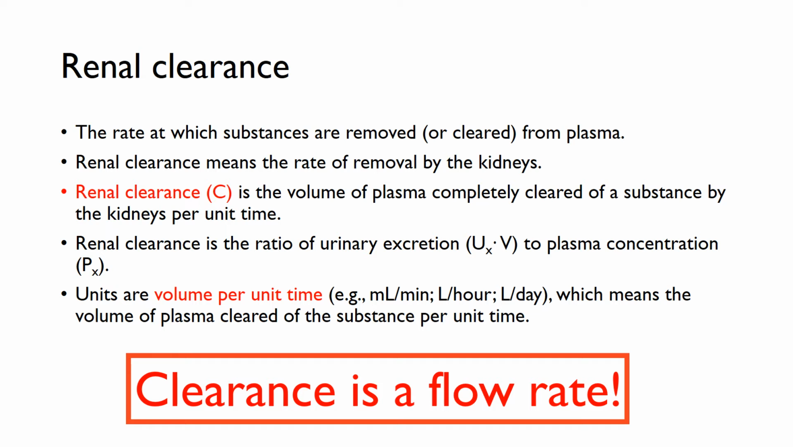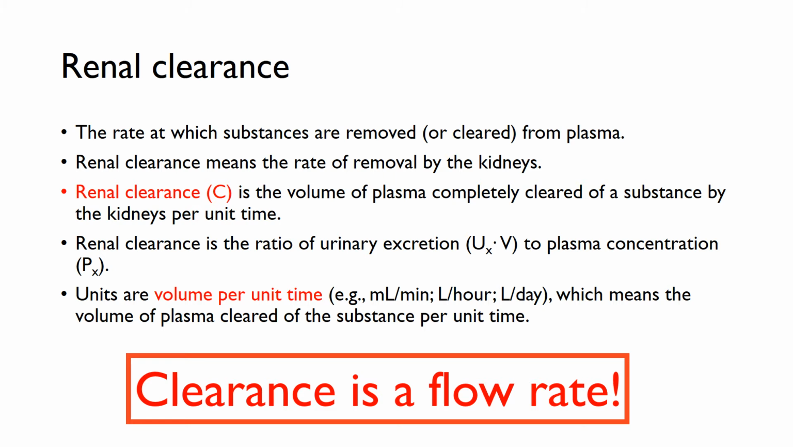And renal clearance is defined as the volume of plasma completely cleared of a substance by the kidneys per unit time. Renal clearance is the ratio of the urine excretion rate, which we just calculated on the last slide, divided by the plasma concentration or the blood concentration of that substance. Units are expressed in volume per unit time, so mils per minute, liters per day, liters per hour, etc., which means the volume of plasma or the volume of blood that was cleared of that substance every unit of time, every minute, every hour, every day.